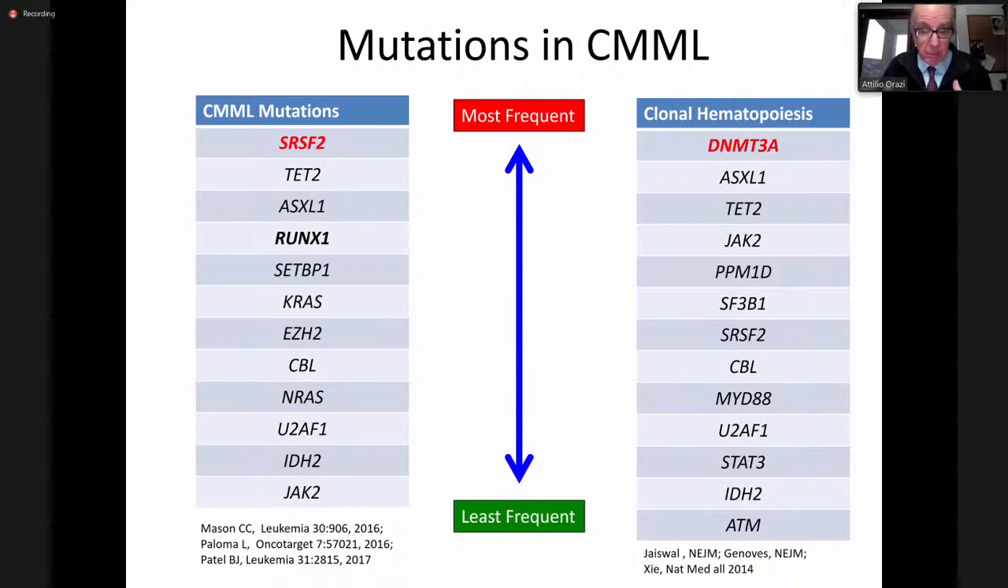The other thing is, I don't have time to cover, but usually in clonal hematopoiesis of undeterminate significance, you only have one mutation and low allele burden. In CMML, you tend to have more than one. Very often it's SRSF2, TET2, and ASXL1 together, and they tend to have significant allele burden, maybe 20–30% variant allele frequency. So in reality, you can use them to make sure it's a clonal disease and is not just age-related clonal hematopoiesis.